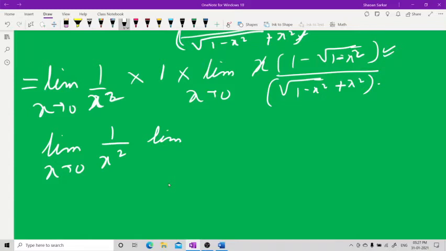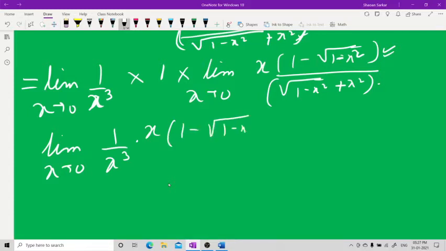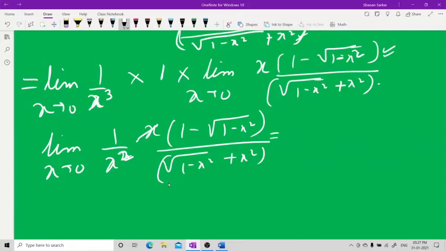I can take this inside, no? That's why. Because what I did is, I'll do this here again. This limit is now 1 upon... wait a minute. Let this be x cube only. Now 1 upon x cube into x. Let's rewrite x here. 1 minus under root 1 minus x square into under root 1 minus x square plus x square. So this has cancelled this and this has become 2. Now I'm rationalizing this one.